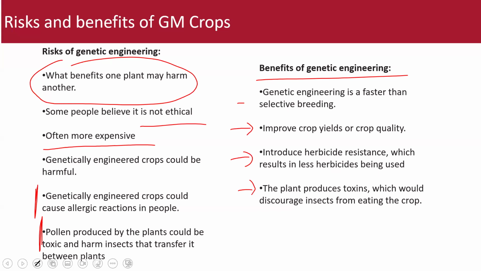And you can also have the plant produce toxins, to actually make it produce a poison in it to discourage insects from eating it. So genetically modified, okay, main benefits or main risks is not ethics, right? We don't know the full implications of everything. The main benefits is you get better crop yield, and you can also have them producing toxins so that insects don't eat them. And you can also have herbicide resistance. It's also faster.